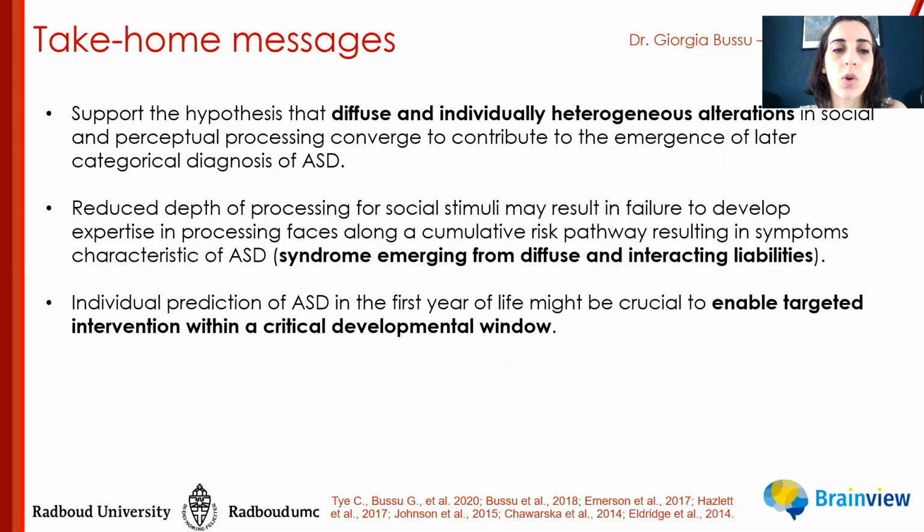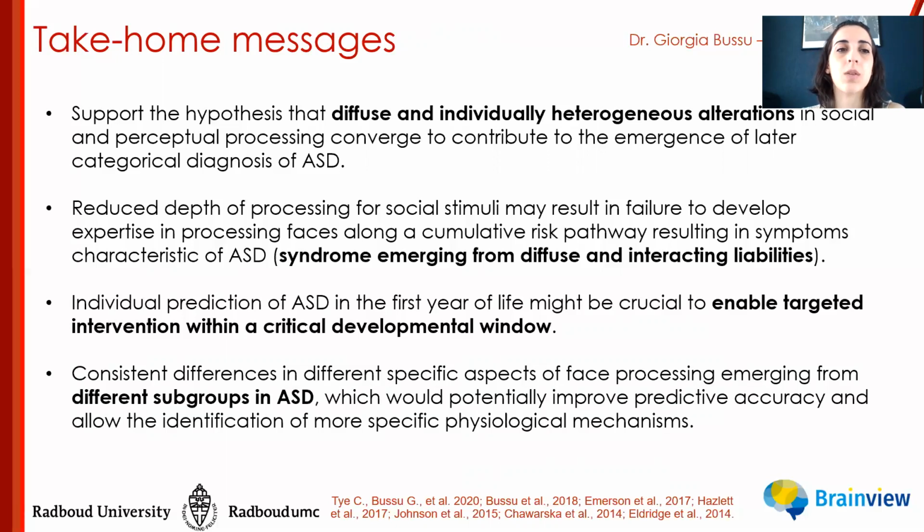And although prodromal intervention is currently supported at the level of the group, individual prediction of ASD in the first year of life might be crucial to enable early targeted intervention and to identify those infants that might benefit most from that intervention early in development. And we also showed preliminary support for coherent subgroups of face processing in ASD. And these subgroups might be more relevant target groups for intervention, might improve predictive power, but they might also improve our understanding of specific physiological mechanisms for the emergence of ASD symptoms.